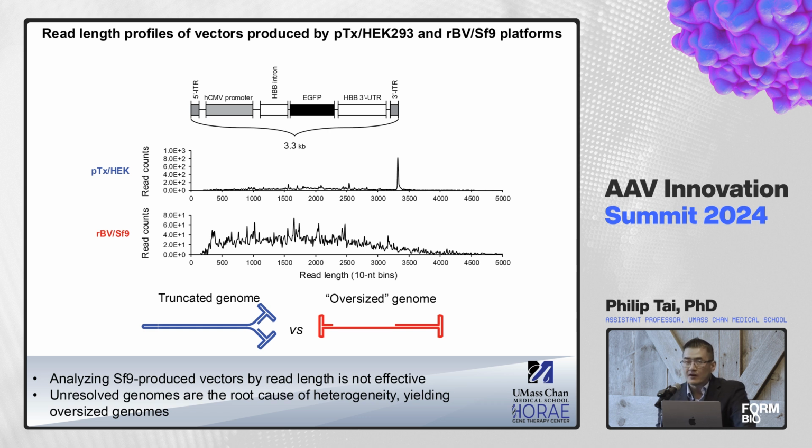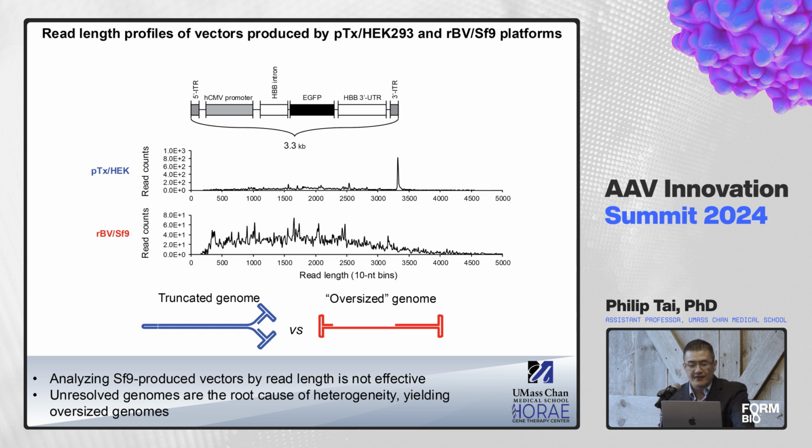Based off of the work that we had published, we had realized that some of these forms are coming from what are considered oversized genomes. So in this work, we had packaged a 3.3 kb sequence, right? And so in HEK293s, the majority of the species are indeed those that are unit length. But when we looked at the size distribution of those produced in SF9, we saw these very heterogeneous forms, right? I'm not showing here the alkaline gel, but those gels that you run are all very smeary, right? And there's multiple bands that are seen.